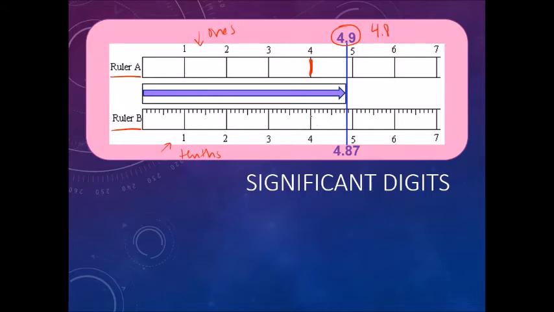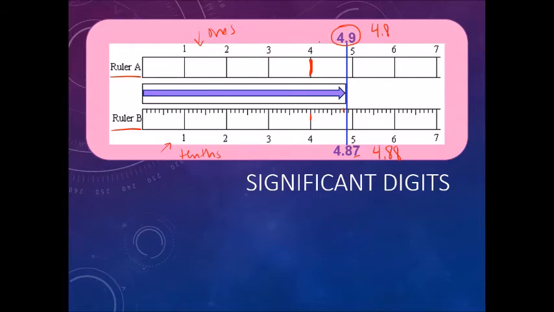If you look at ruler B though, you do get the 4 and then you get the 8 by its tick mark here, and then you estimate one more digit. And I gave it a 7, although I would accept 4.88 too. I think that would be a reasonable estimation for that particular measurement.